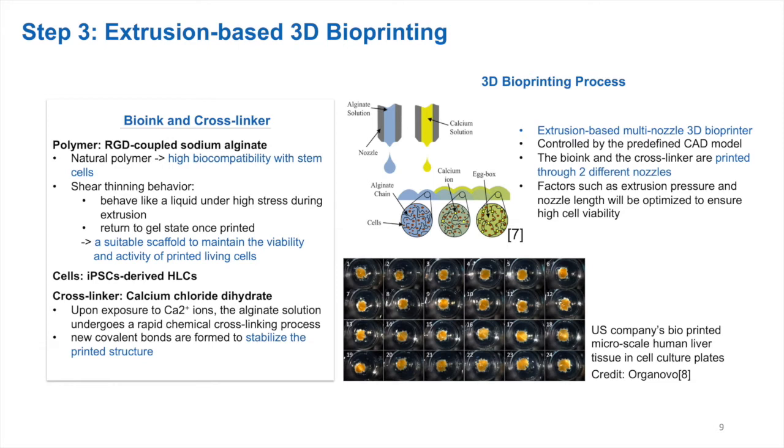Upon exposure to a calcium ion, the alginate solution undergoes a rapid chemical cross-linking process, and new covalent bonds are formed to stabilize the printed structure. During the printing process, the bioink and the cross-linker are printed through two different nozzles. Factors such as extrusion pressure and nozzle length will be adjusted in advance to ensure high cell viability. The cell-laden bioink will be deposited layer by layer in an array of droplets.